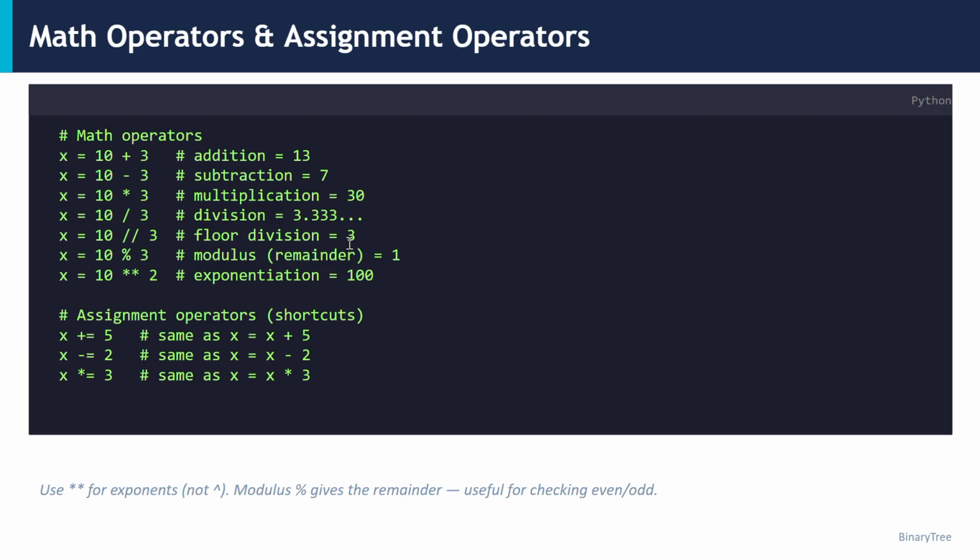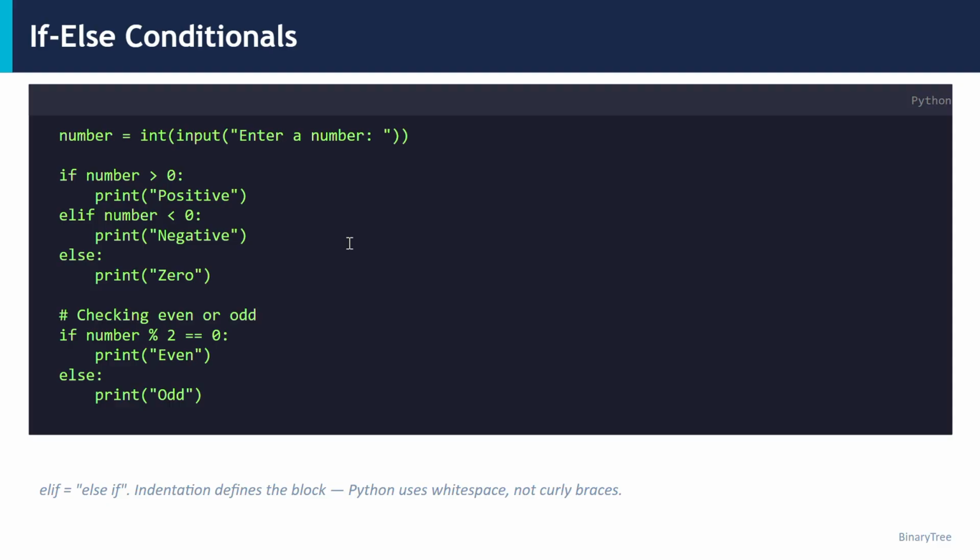Now for decision making. We have if-else conditionals, which let your program choose different paths. Read the logic on screen. If the number is greater than 0, print positive. Elif, short for else if, checks the next condition, less than 0, and prints negative. And else catches everything left over, in this case, which would be 0.